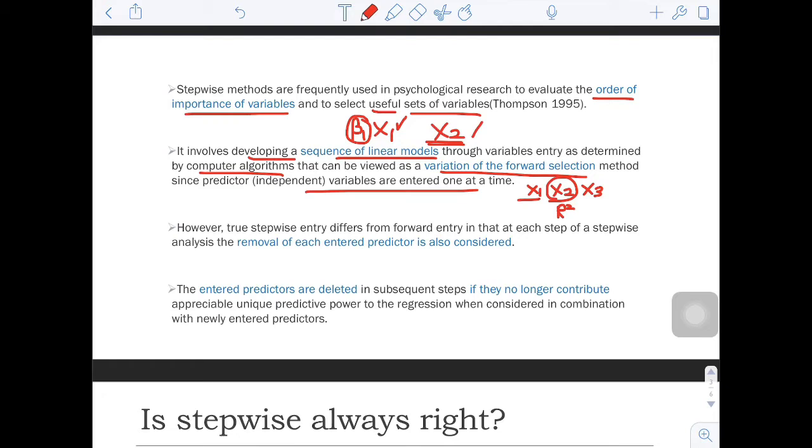So at each step, select the independent variable that increases R squared the most. And then you will stop adding variables when none of the remaining variables are significant. What you have to be careful about with this forward selection is, once a variable enters the model, you cannot delete the variable anymore.